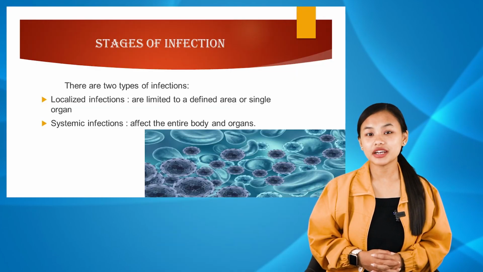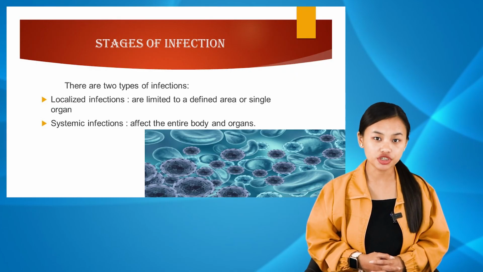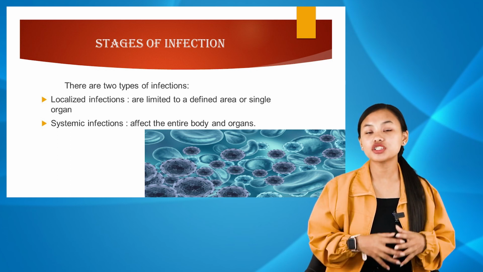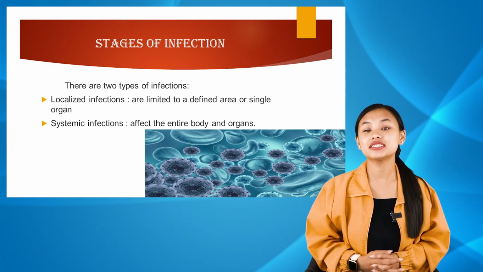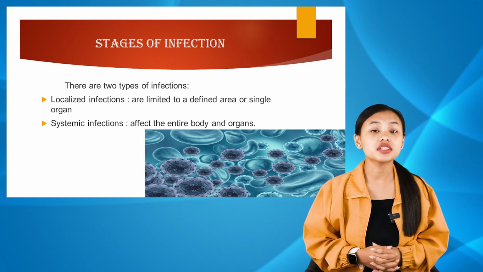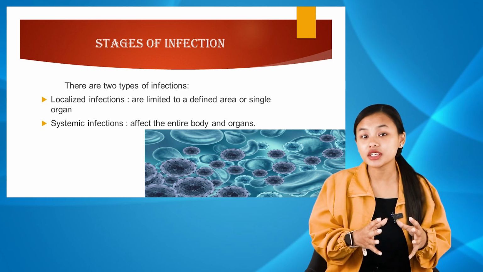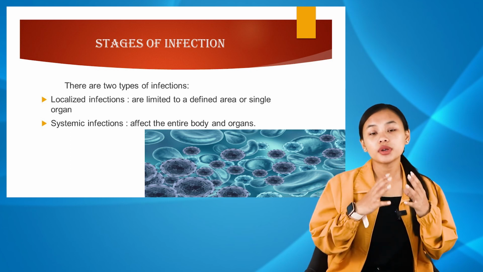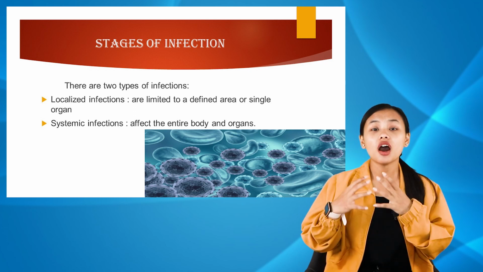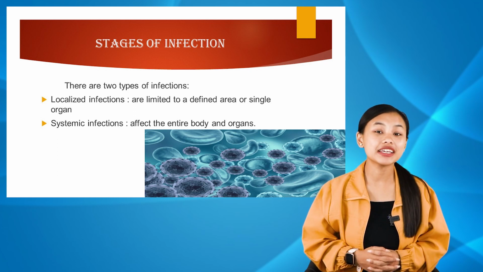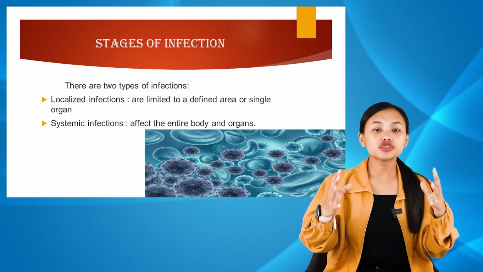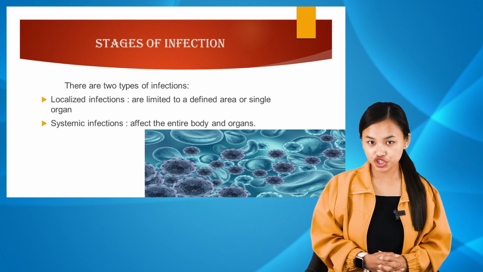So then moving on to the next, which is the stages of infection. Here there are two types of infection. The first one is the localized infection and the second is the systemic infection. So what is a localized infection? This is a type of infection which is limited to a defined area or even a single organ, whereas a systemic infection affects the entire body or the organs of an individual. So these are the two types of infection.